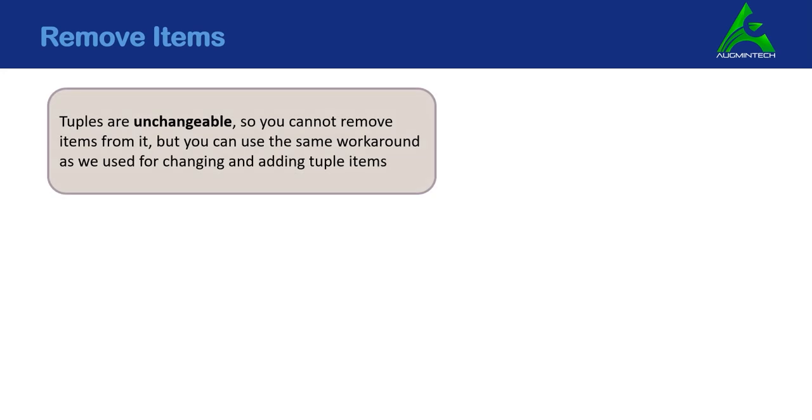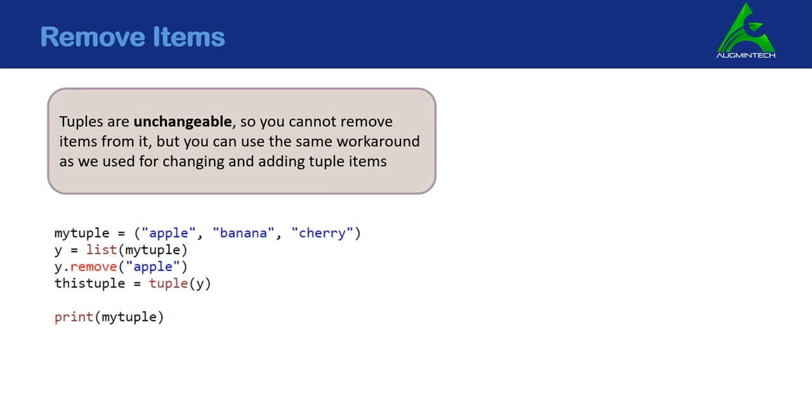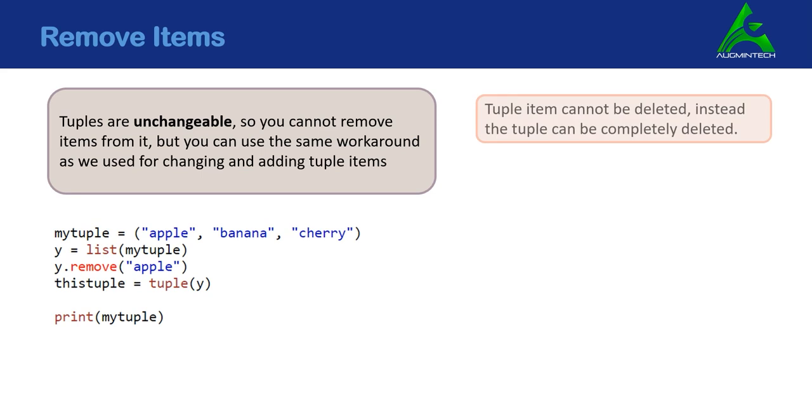Now let's see how to remove items from a tuple. Tuples are unchangeable, so you cannot remove items from them. But again, there is the same workaround as we use for changing and adding tuple items: converting the tuple into a list, making the necessary changes, in this case removing the item, then changing the list back to a tuple. So tuple items cannot be deleted. Instead, the entire tuple can be deleted.